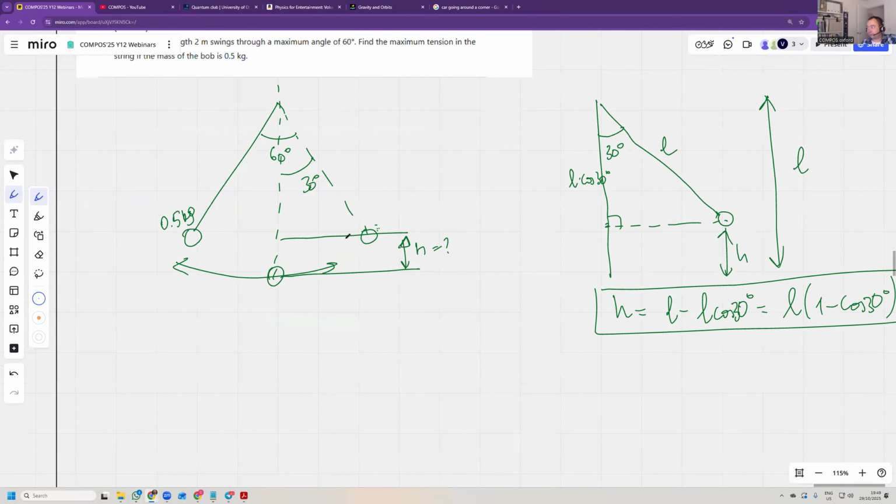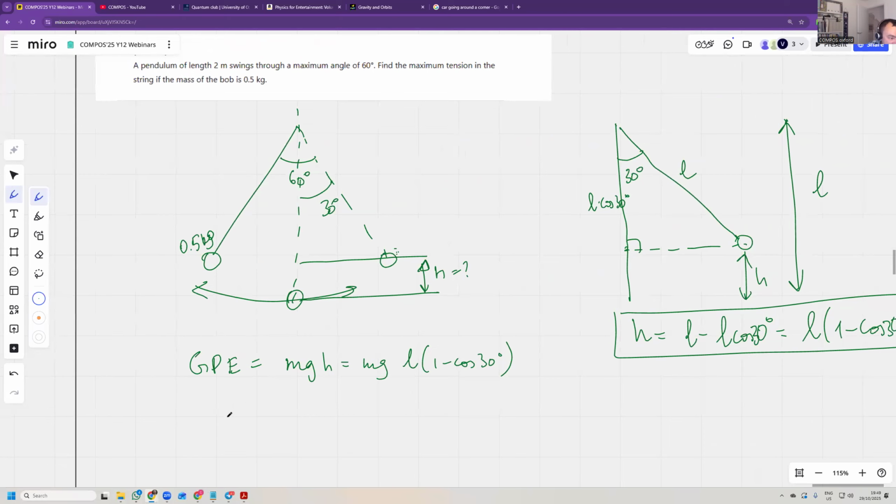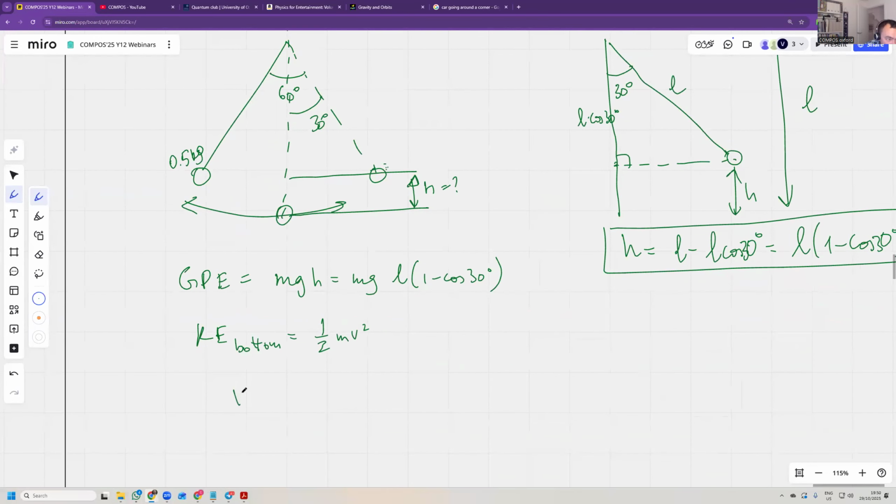So yes, if a pendulum swings by an angle theta, the height at which it swings is L times (1 minus cos theta). And that's your gravitational energy. So gravitational potential energy at the top of the swing is mgh, which is mgL(1 minus cos 30 degrees). Then kinetic energy, of course, at the bottom, because you have conversion from gravitational to kinetic. So it's 1/2 mv squared. And therefore, you can work out the speed.